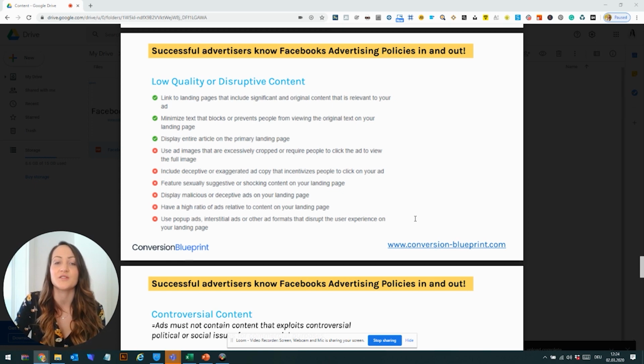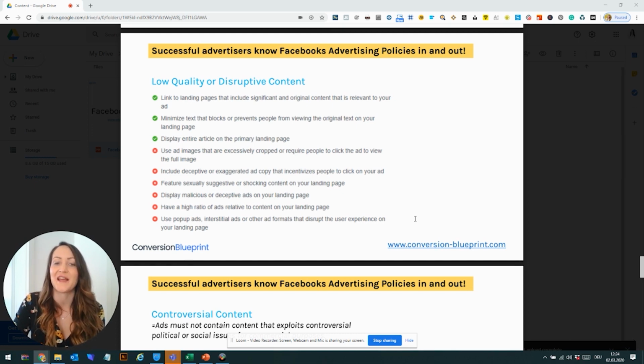Or you should not use ad images that are excessively cropped or that require people to click the ad to view the full image. You should not include deceptive or exaggerated copy that incentivizes people to click on your ad. Don't feature sexually suggestive or shocking content on your landing page as well. Don't display malicious or deceptive ads on your landing page.